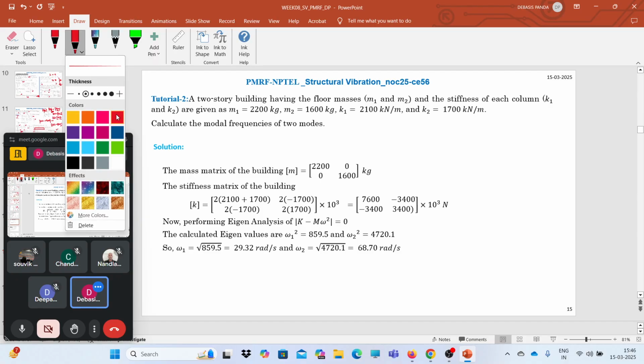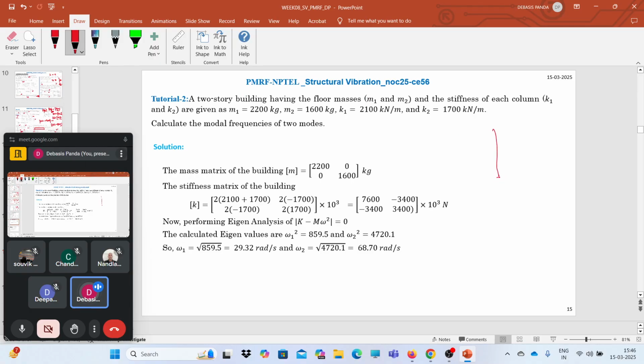We have a two-story building having floor masses M1 and M2. M1 is given as 2200 kg, M2 is given as 1600 kg, K1 is given as 2100 kilonewton per meter, and K2 is given as 1700 kilonewton per meter. Calculate the modal frequencies of the two modes. That means you need to calculate omega 1 and omega 2.